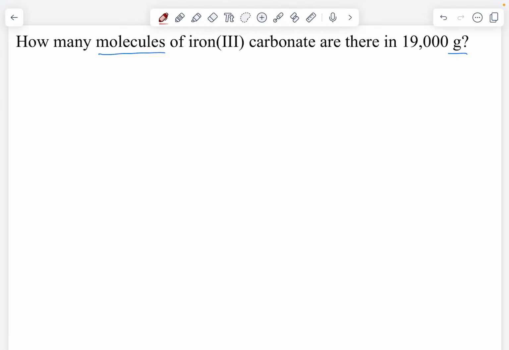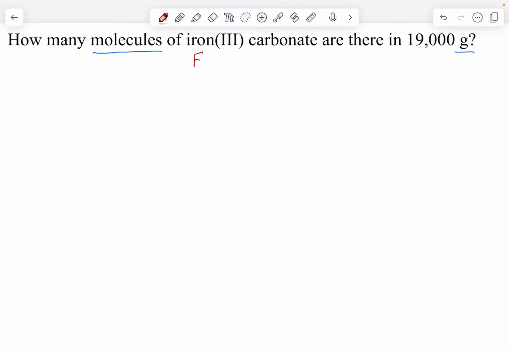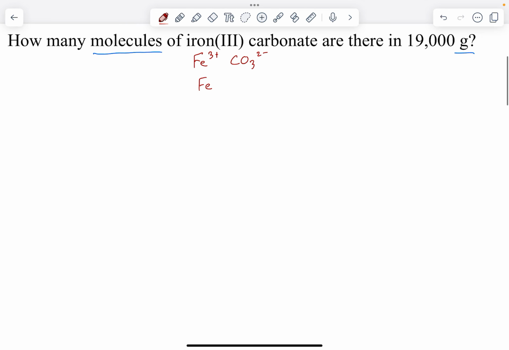Now, before we do that, to find the formula mass, we have to know the formula. So the formula for iron 3 carbonate: iron 3 is a 3 plus charge, carbonate is a 2 minus. So the formula for iron 3 carbonate is Fe2(CO3)3. You should be pretty well versed at writing formulas at this point. So now that we've got this formula, we can start setting up our work. We'll set up the work of 19,000 grams. And then remember, put the formula after this.